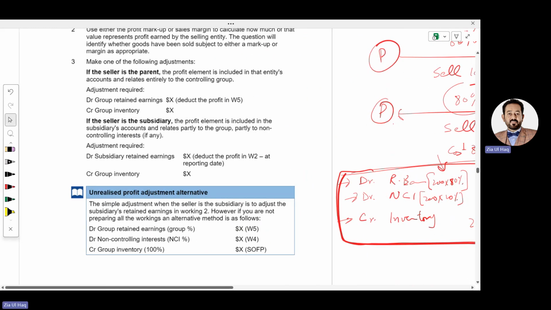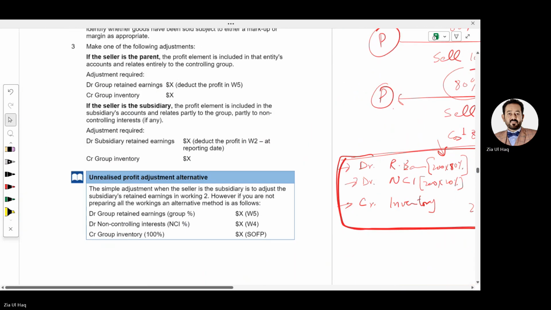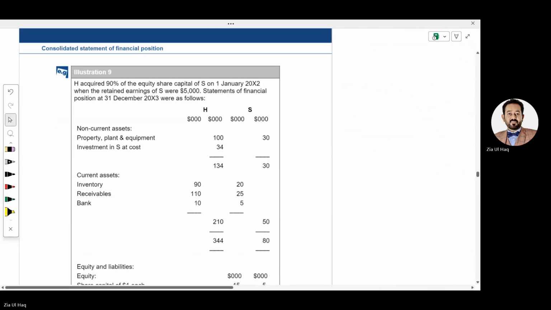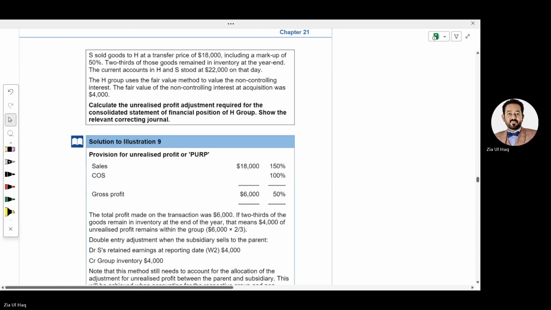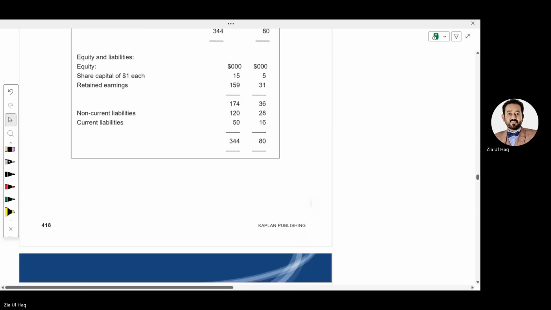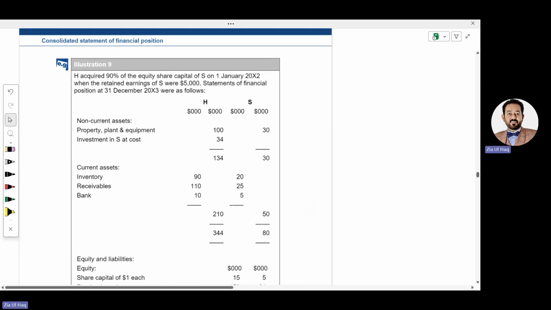Let's have a question. H acquired 90% of equity shares of S. This means non-controlling interest is how much? 10%. On 1st January, the retained earning of S were 5,000, this is the subsidiary's retained earning at the time of acquisition. Statement of financial position as at 31st December are this. This is holding company, this is subsidiary.